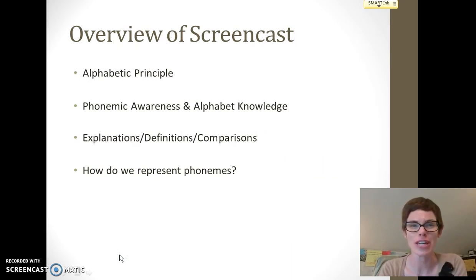An overview of the screencast today, we're going to talk about the alphabetic principle first and discuss how letter names and the shapes of letters help children to be able to read words. Then we're looking at phonemic awareness and its relationship to alphabet knowledge. We will explain, define, and compare these ideas, and then we'll talk about when we're writing phonemes, how we represent phonemes, and I'll talk to you during this screencast about what exactly a phoneme is.